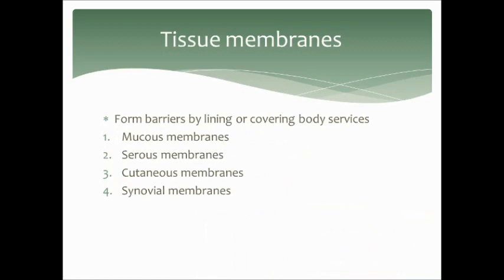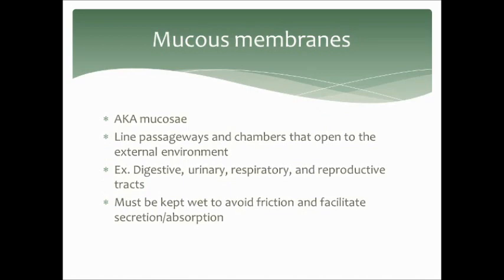So we also have tissue membranes. So this is another way that the body separates different types of tissues. We have mucous membranes, serous membranes, cutaneous membranes, and synovial membranes. Mucous membranes are also known as mucosae. They line passageways and chambers that open to the external environment. Some examples are throughout the digestive tract, urinary tract, respiratory tract, and reproductive tracts. They are usually wet, and they have to be so that they can avoid friction and facilitate secretion and absorption in these tissues.